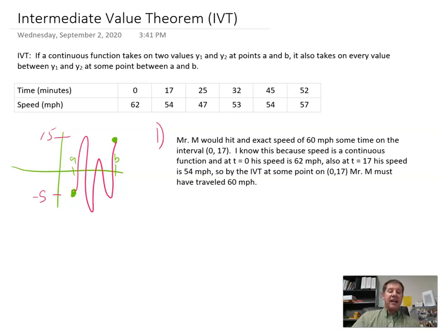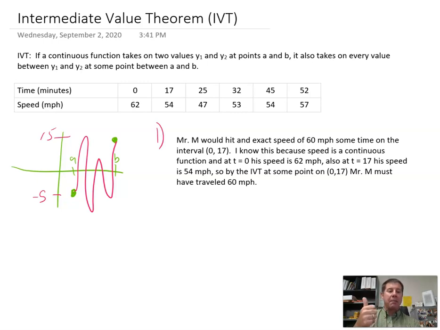Okay, things that are important there that I'm going to look for in an IVT answer. 1. You must state that the function is continuous. So like I had to state that I know the speed is continuous. Speed cannot instantly change from 3 to 27. It just doesn't, you got to speed up, you got to accelerate. Okay, so speed is a continuous function. You need to state that.